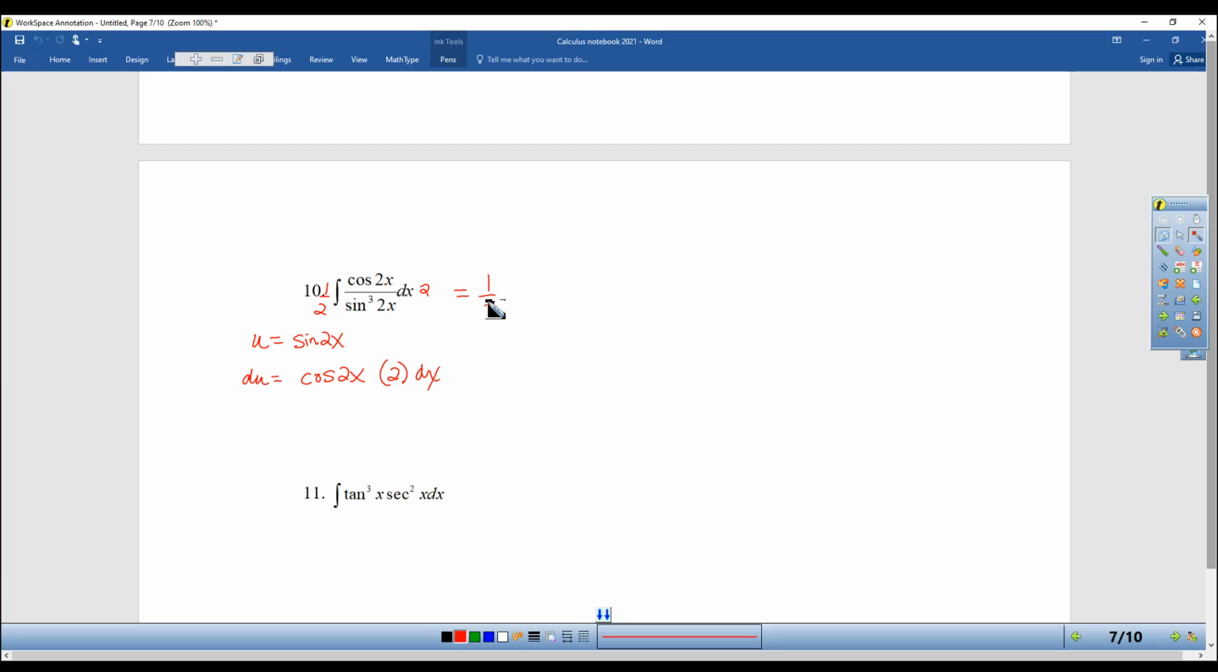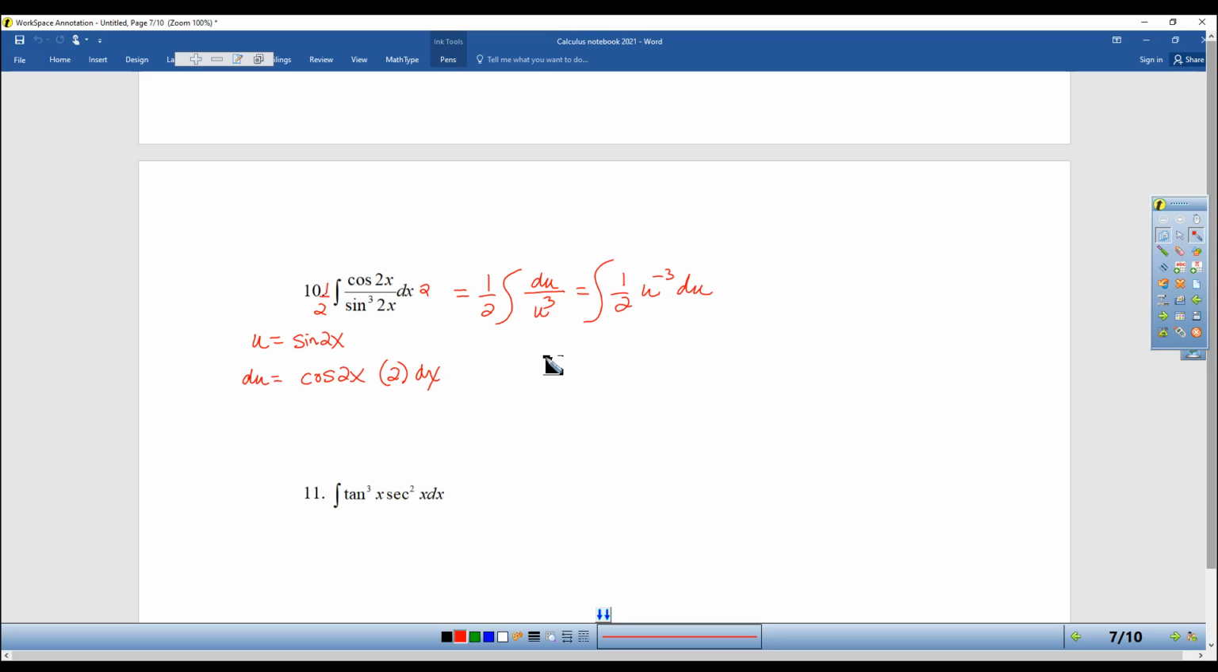And now the 1/2 stays. The integral stays because I haven't integrated yet. I've just changed how it looks. The cosine, the 2x, the dx, and the 2, all of that make du over u to the third. I'm going to move my u to the third to the top and put my du off to the side there.